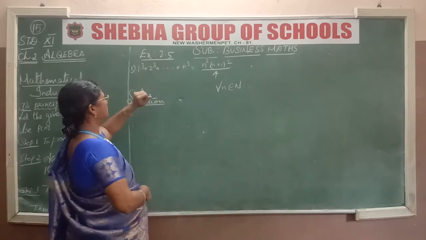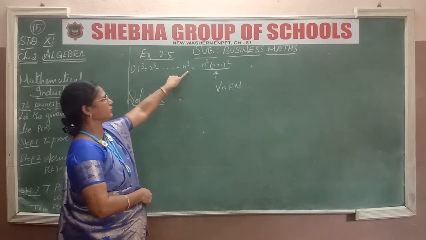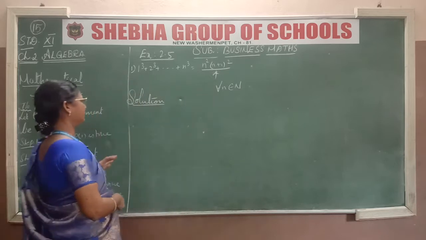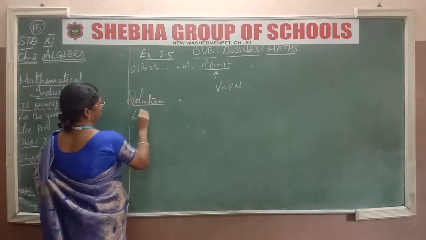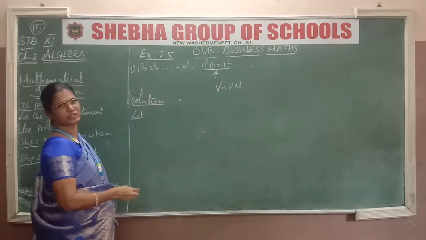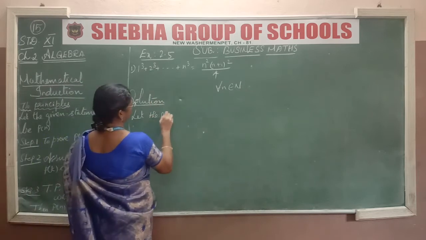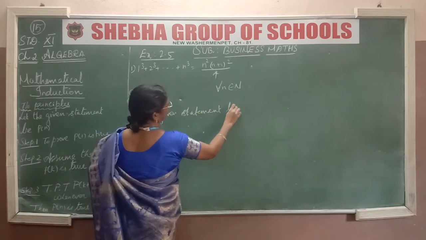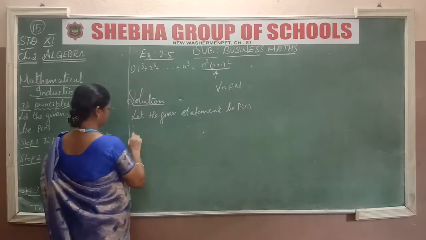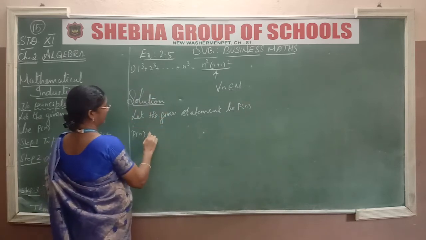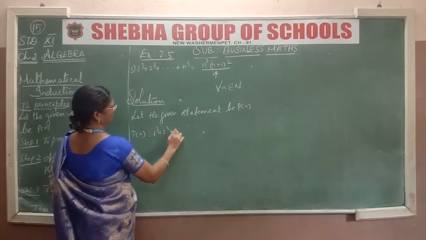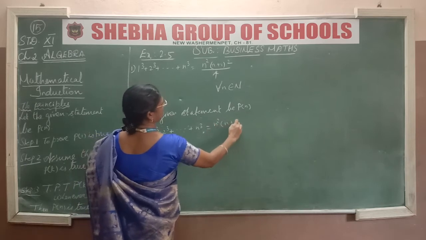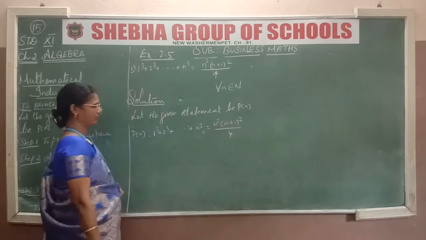Exercise 2.5, first one, 1 cube plus 2 cube plus etc. plus n cube equal to n square into n plus 1 whole square by 4 for all n belongs to capital N. First, let us assume the given statement as P of n. P of n is 1 cube plus 2 cube plus etc. up to n cube equal to n square, n plus 1 the whole square by 4. This is our P of n.